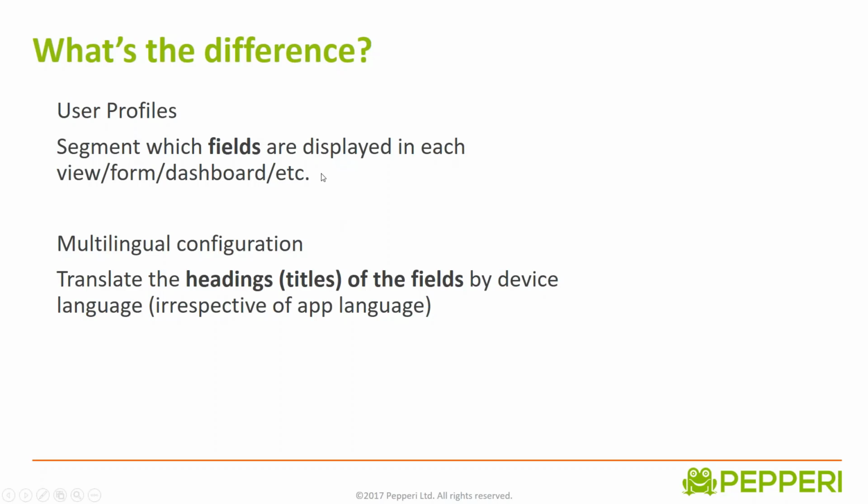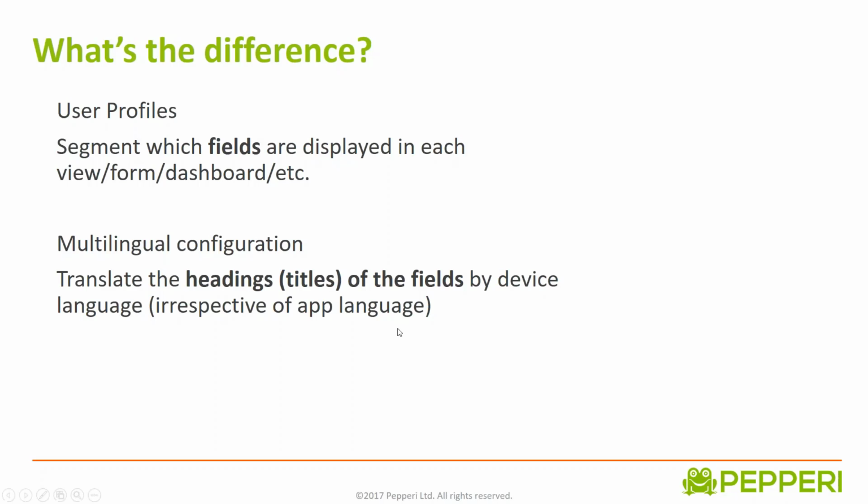They're different. User profiles segment which fields are displayed. So you can define for different profiles that you create the fields that should show in the catalog view, the different types of activities that should be available on the account dashboard. Which fields and activities are available, which are displayed on the dashboards and the forms. Well, multilingual configuration translates the headings or the titles of the fields by the device language, and that's irrespective of the app language. Okay, so that's the difference.